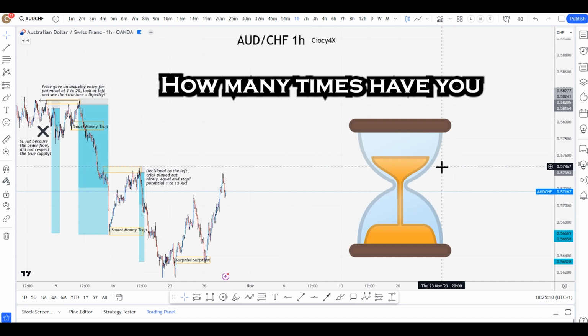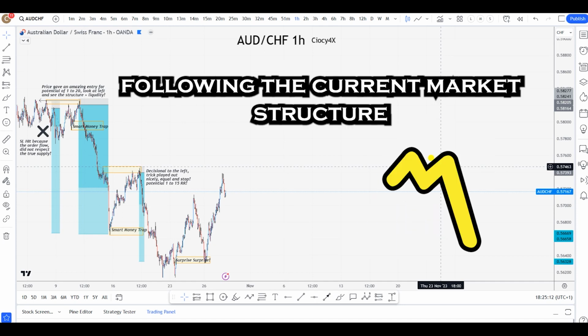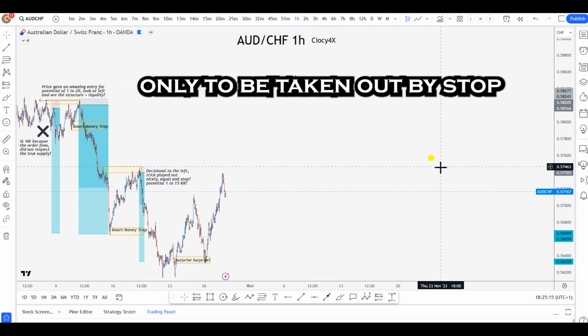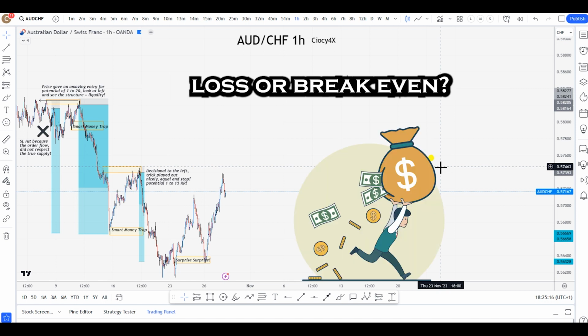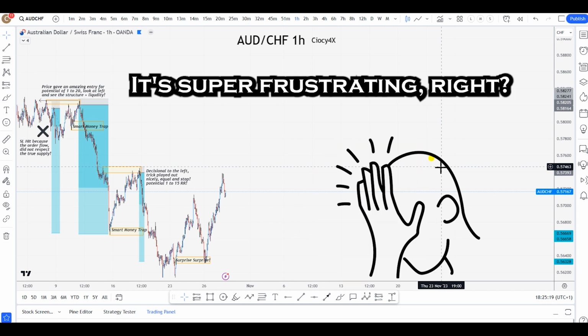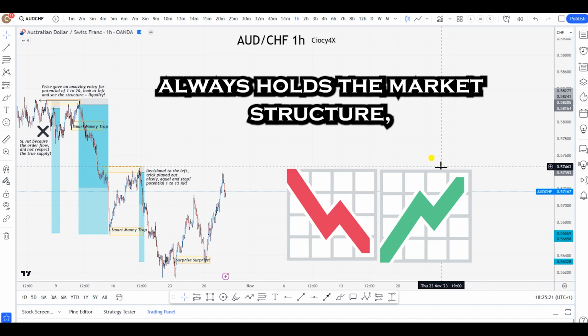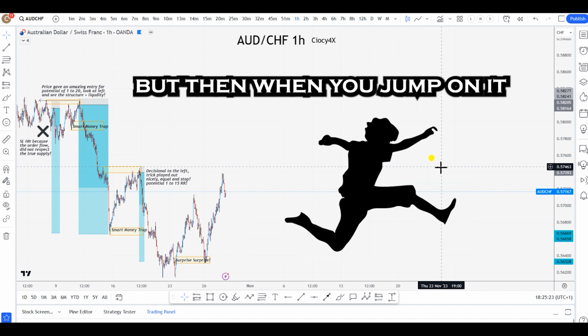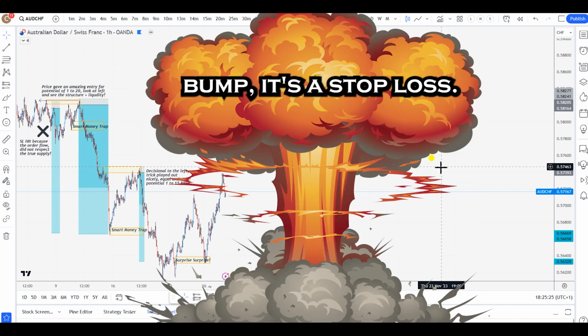How many times have you taken a trade following the correct market structure and sticking to your plan, only to be taken out by a stop loss or break even? It's super frustrating, right? You feel like price always holds the market structure, but then when you jump on it, bam, it's a stop loss.